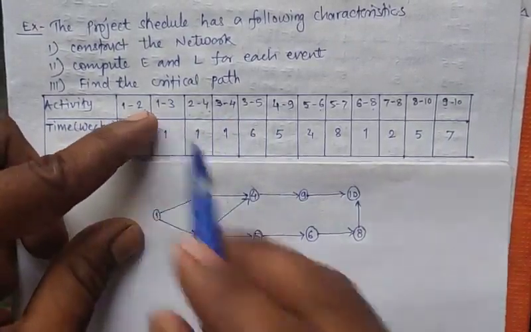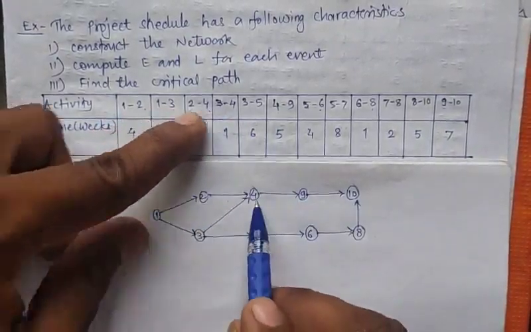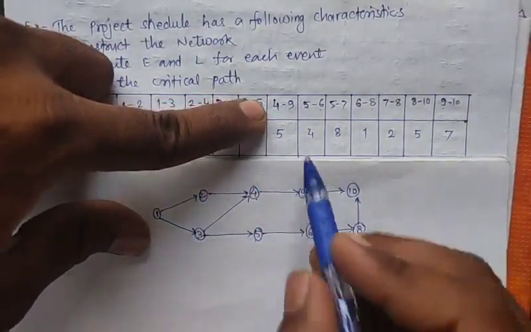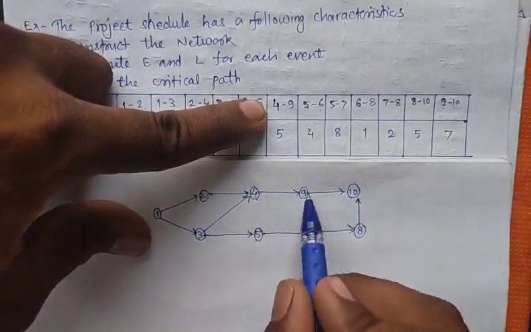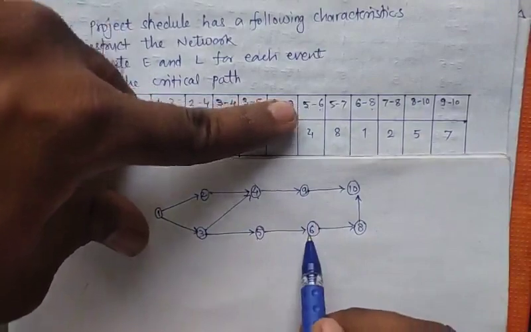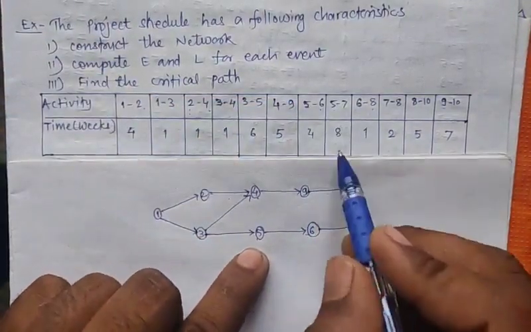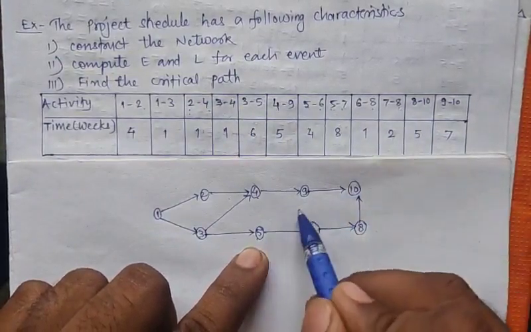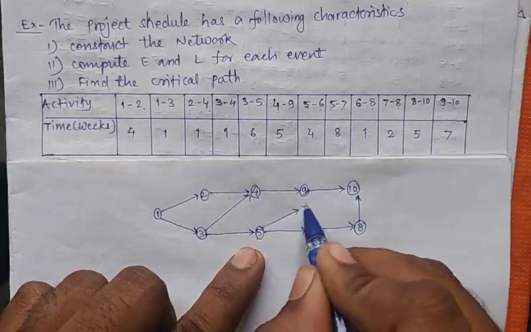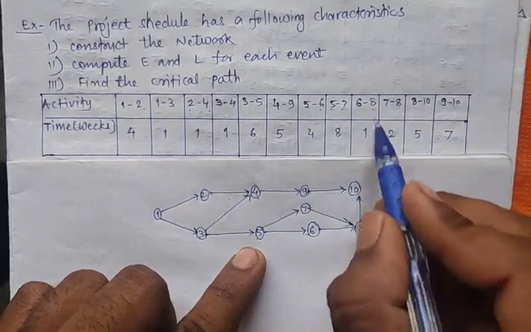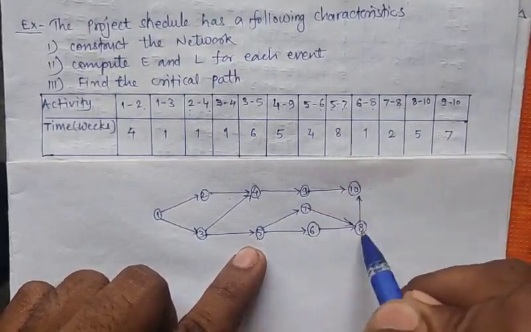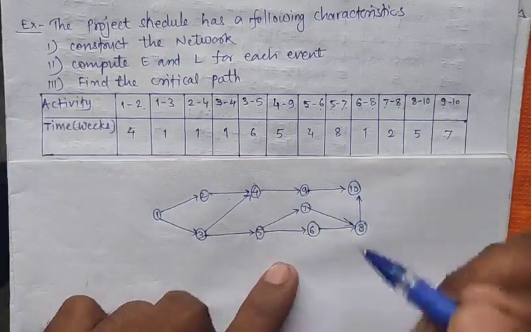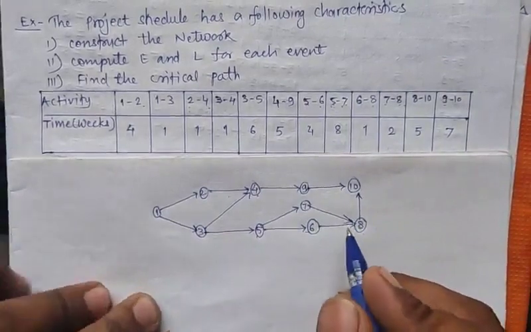1 to 3 is also done. 2 to 4 is done, 3 to 4 is done, 3 to 5 is done, 4 to 9 is done, 5 to 6 is also done. Next, 5 goes to 7, and 7 goes to 8. Then 8 goes to 10, and 10 is the last event, and 9 goes to 10. So this completes the diagram.